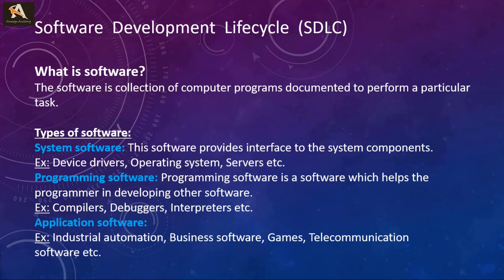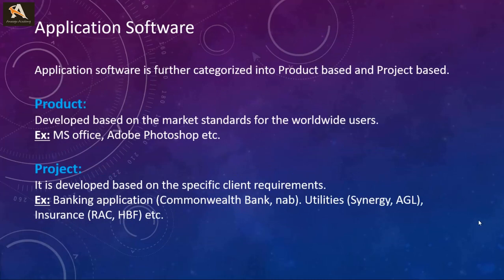Application software is software which performs operations or functionalities based on user inputs. Generally, application software is developed based on business needs. Example, industrial automation, business software, games, telecommunication software, etc. Application software is further divided into product and project.